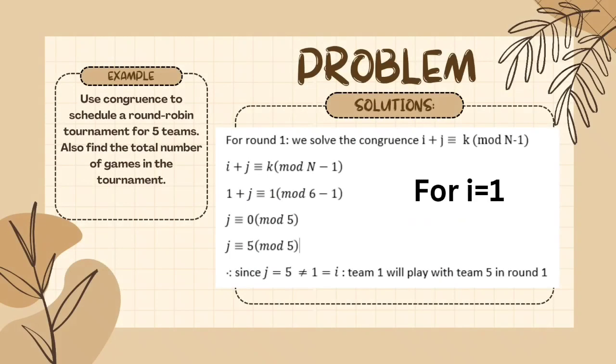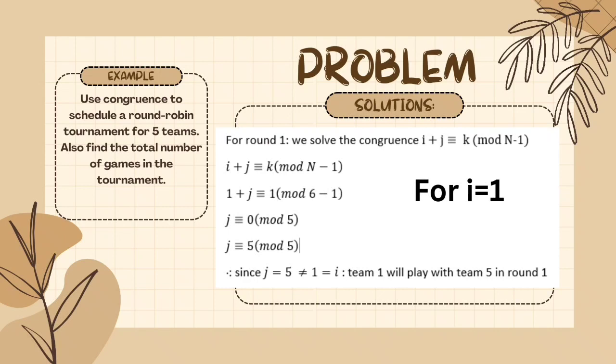So, for round 1, we solve the congruence i plus j congruent to k mod N minus 1. Let's say that i is equal to 1. Using the formula, substitute the given numbers. Then we have i plus j congruent to 1, since this is round 1, mod 6 minus 1. So transpose the number 1 to the right. Then we have j congruent to 0 mod 5. So 0 mod 5 is also congruent to 5 mod 5. So the value for our j is 5.